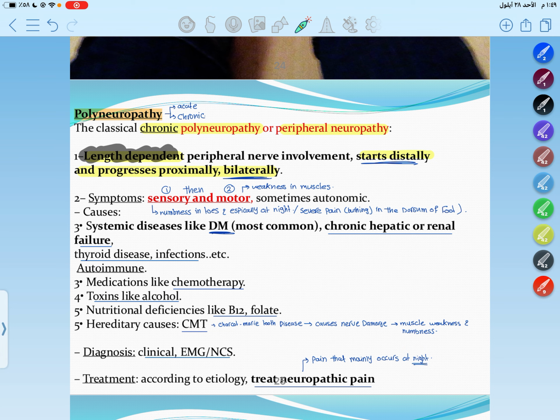So, the chronic polyneuropathy, as we said, is length dependent. The symptoms and signs start distally and progress proximally. And usually it is bilateral, not unilateral. Very important. And the symptoms are usually sensory to start with, and then sensory and motor.